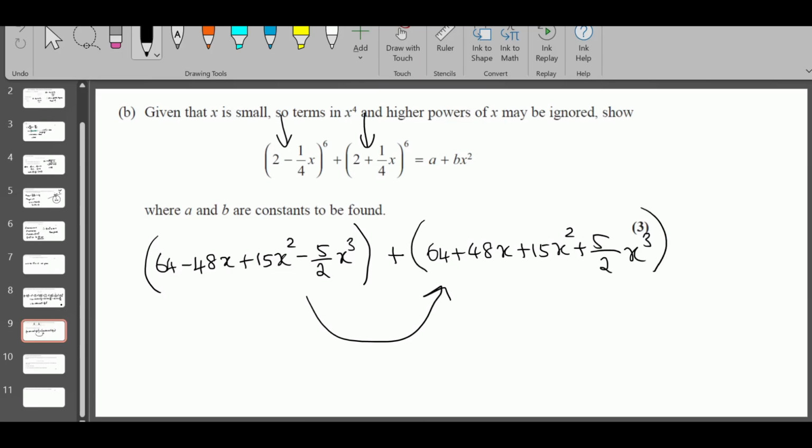So minus 48x plus 48x, and minus 5 over 2 x cubed plus 5 over 2 x cubed, can be cancelled. 64 plus 64 is 128. 15 plus 15 is 30x square. It looks like a plus bx square. That's all, just a 3-mark question.